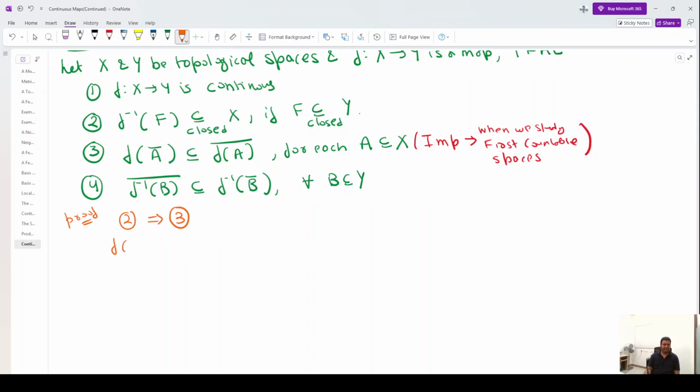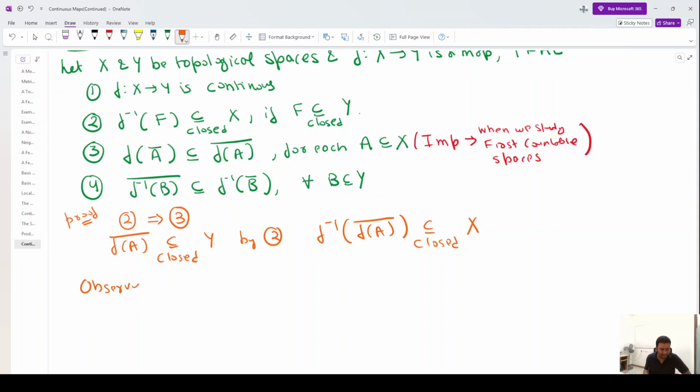The closure of f of A, since it's a closed set (I have discussed closures), is closed in Y. So by 2, f inverse of the closure of f of A is closed in X. Now, observe one crucial thing: A sits inside f inverse of the closure of f of A. This you can check.